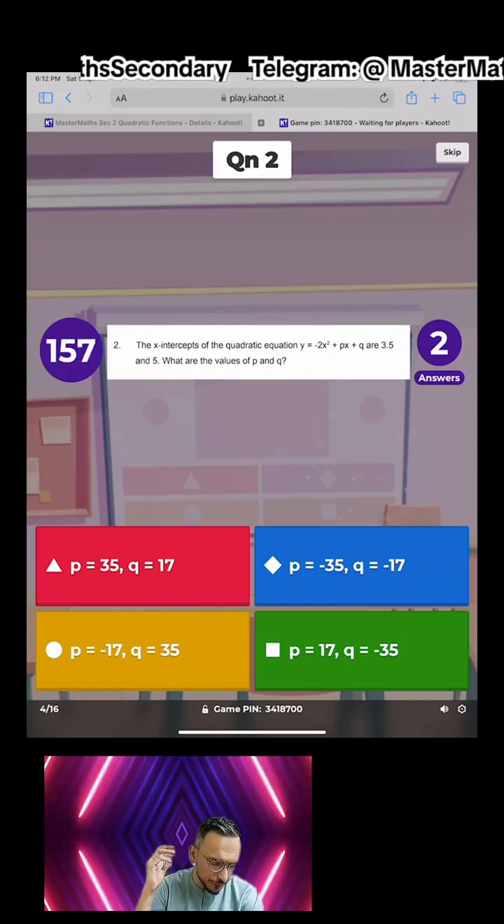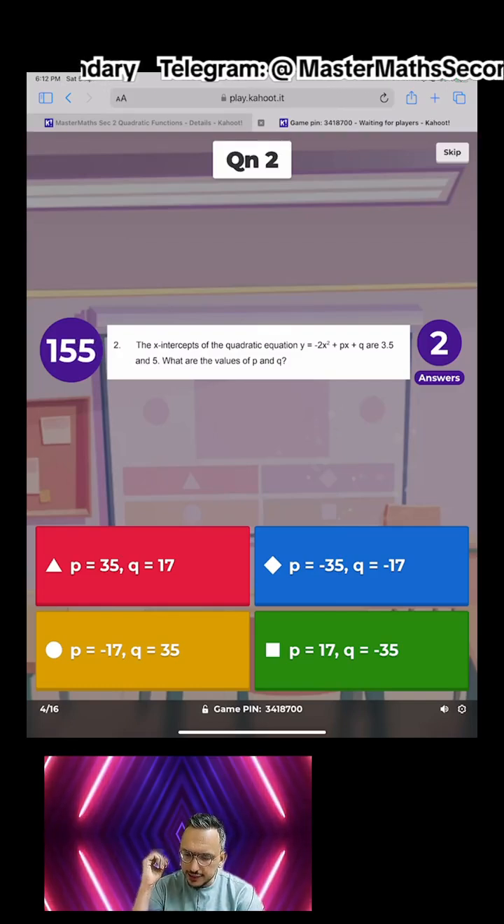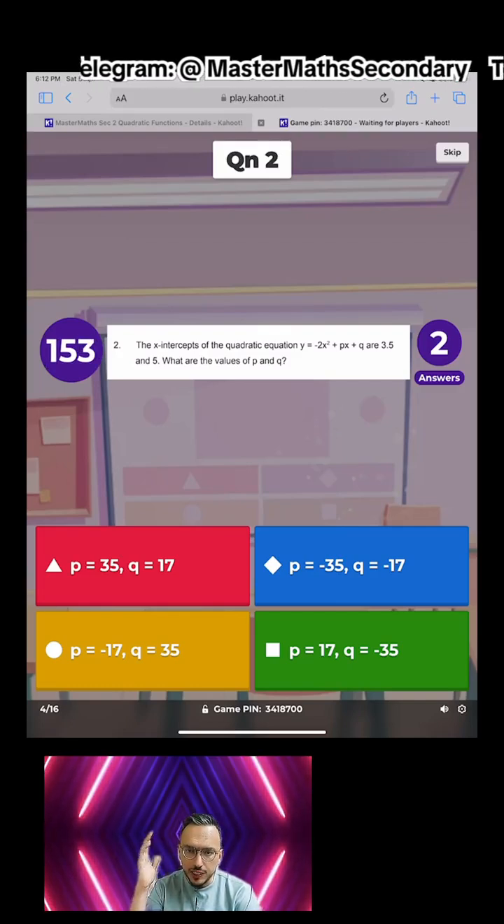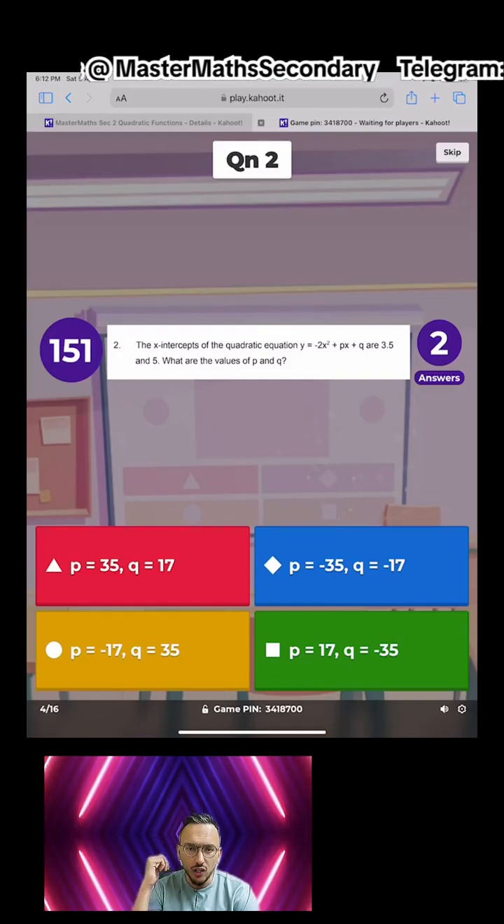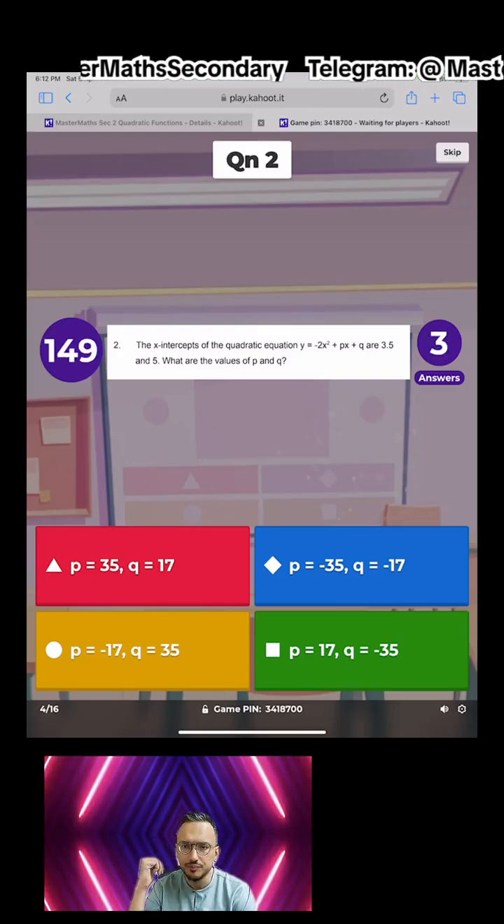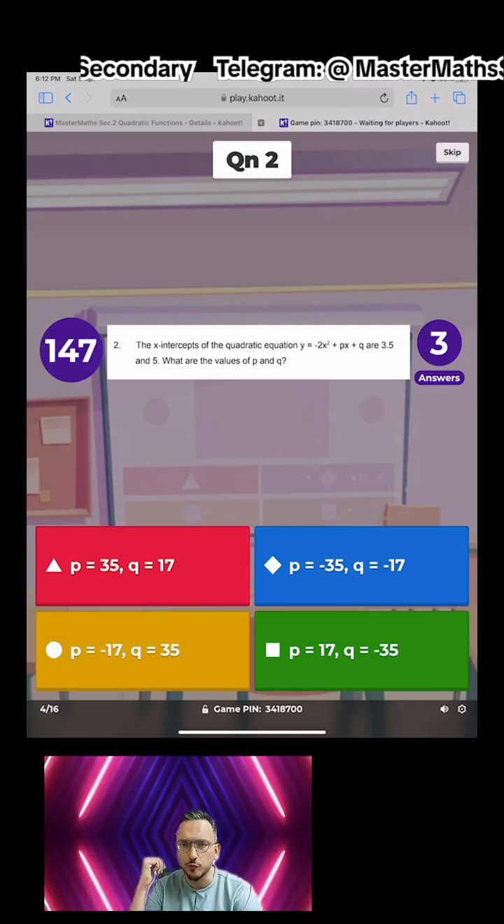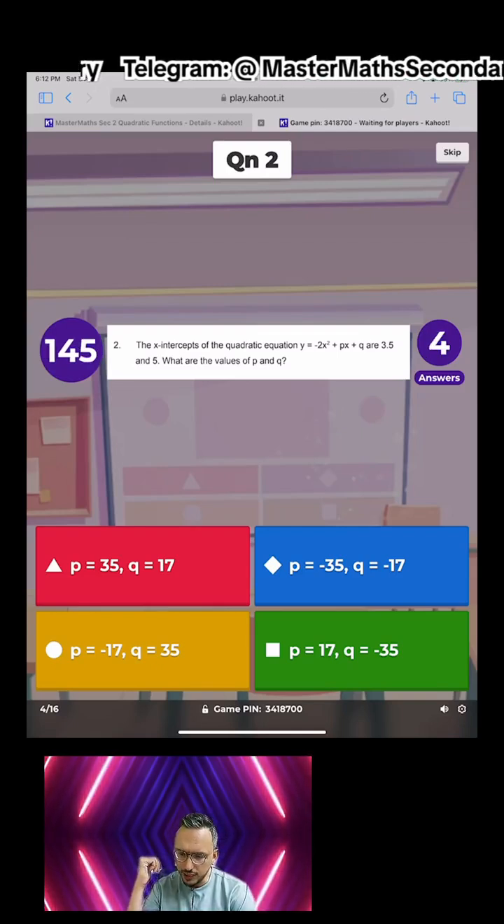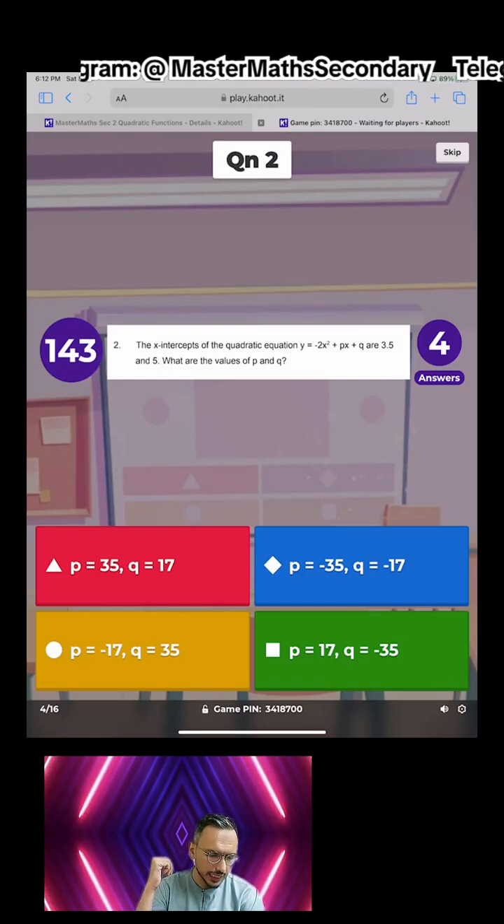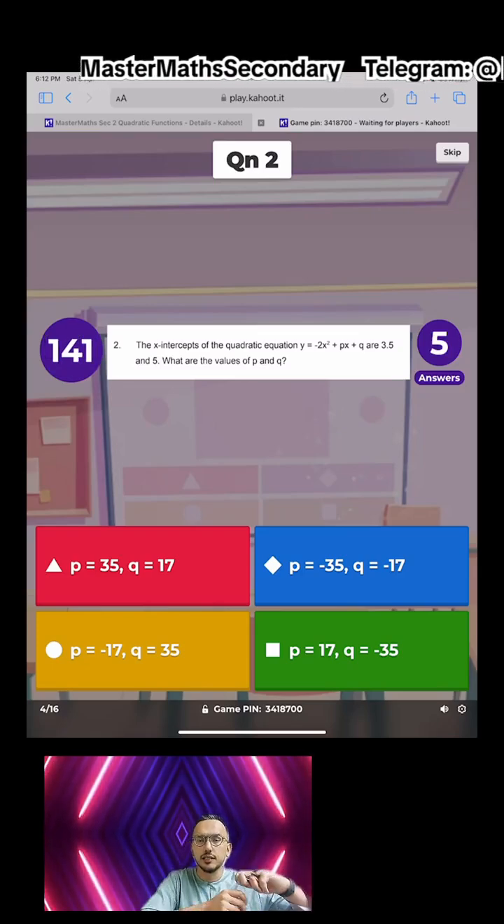So now I give you the x-intercepts, 3.5 and 5. Go and find your values of p and q. So far I have 4 answers already.